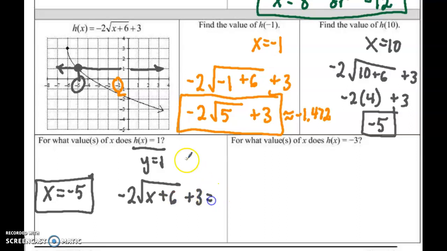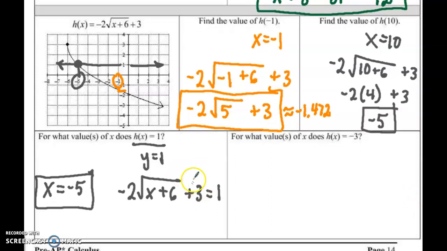And set it equal to 1. Well, if I solve that, I'd subtract 3 over, which is negative 2, divide by this negative 2. Negative 2 divided by negative 2 is 1. And to undo the square root, you square both sides. So squaring 1 is 1, and subtract 6 over, you'll get negative 5.